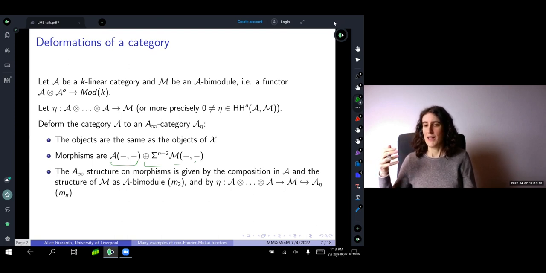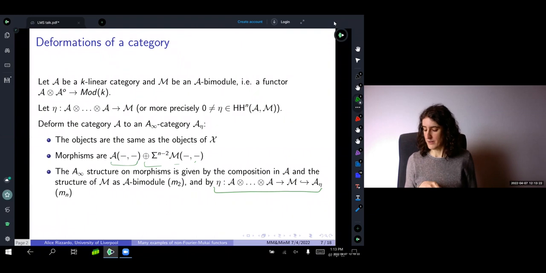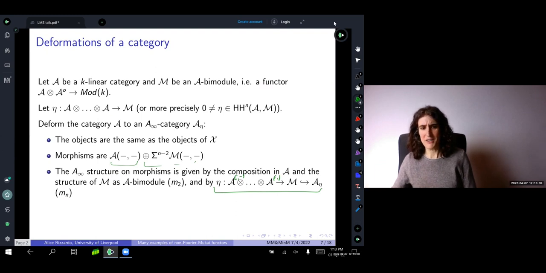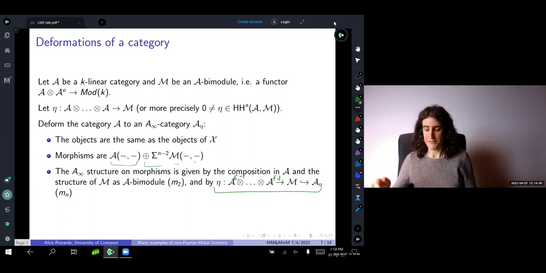And then we also have a composition of N morphisms in this deformed category. And this comes from our eta. So it's defined like this. Anyway, so I'm doing the same thing. It's essentially really the same thing as in the previous slide. I'm just deforming the morphisms. Before I had only one set of morphisms and now I have several, and for each composable arrows, I can play the same game and compose N of them using this eta.